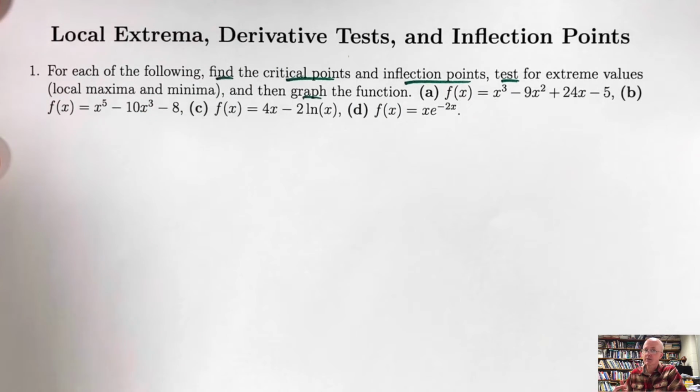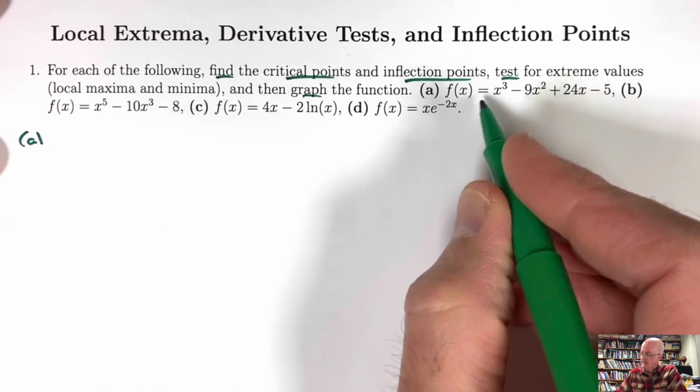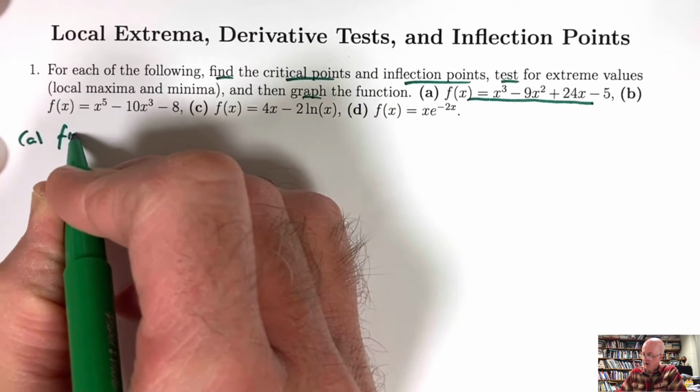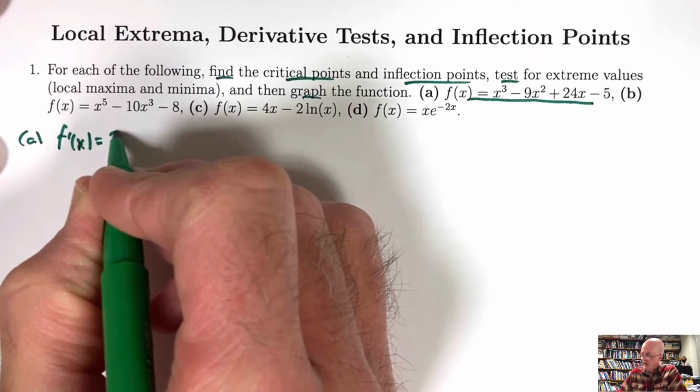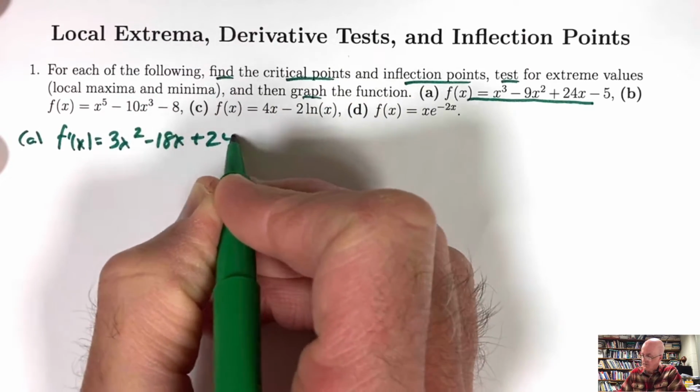We'll try to get as far as we can with the graphs without technology, but we will need to use technology to help us refine our graphs. Part A. F of x is this cubic that you see here. Take its derivative, you'll get a quadratic. F prime of x will be 3x squared minus 18x plus 24.